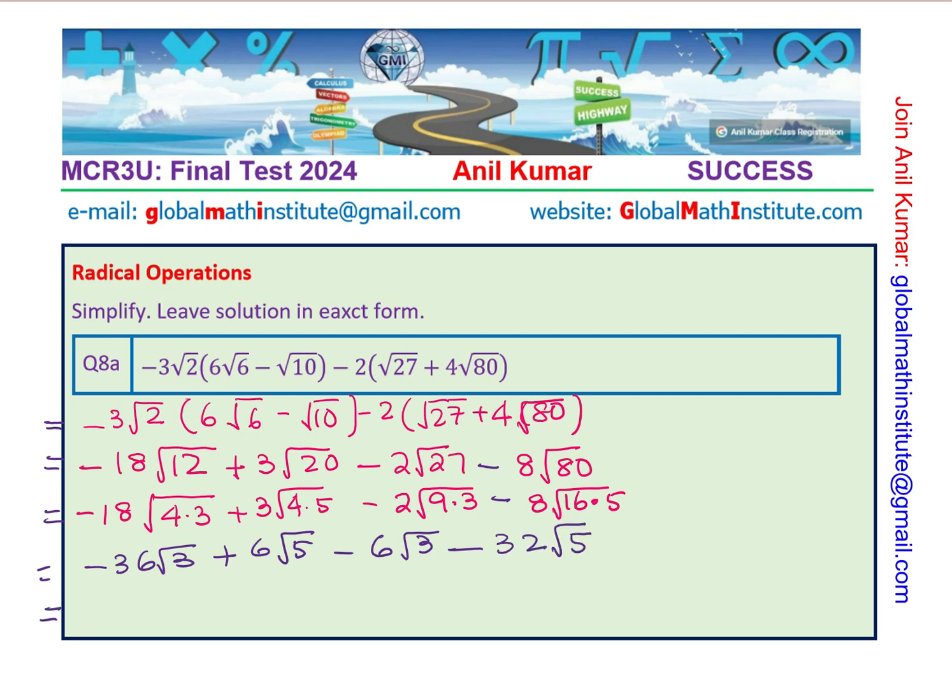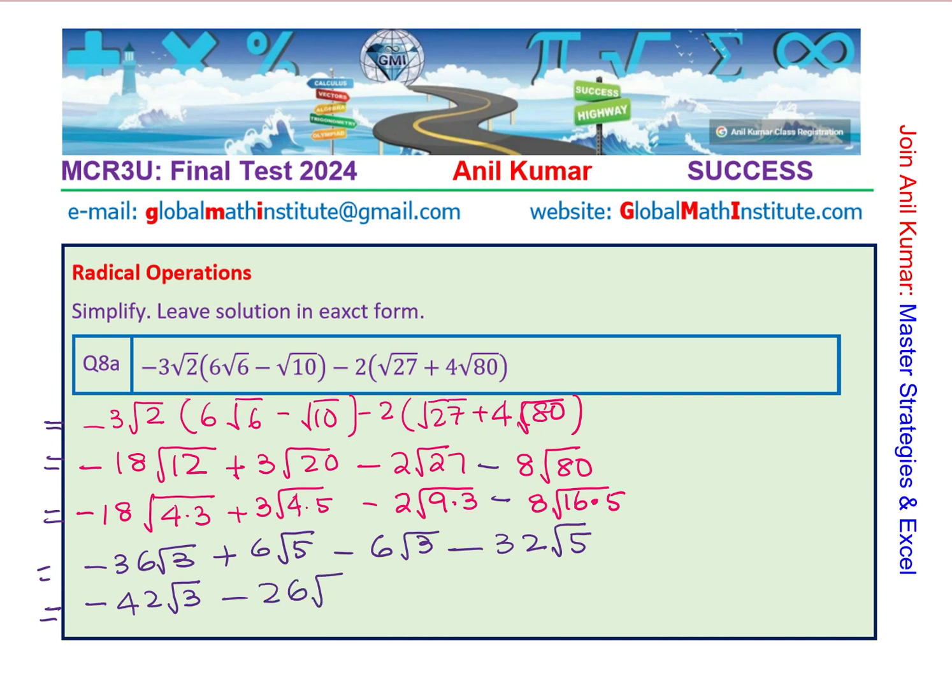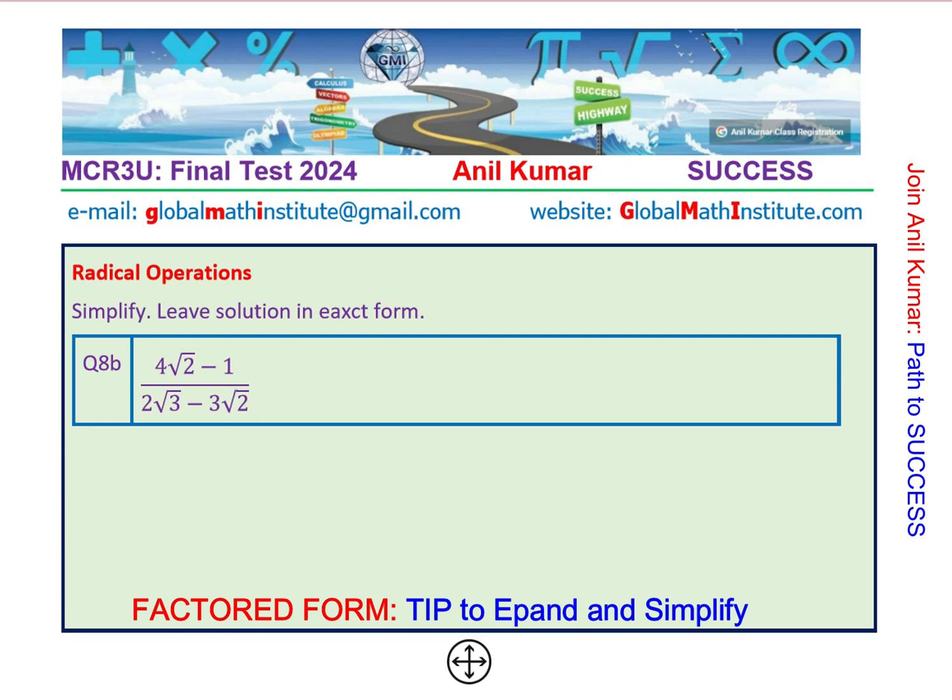Now you combine the like terms. For the terms with square root 3, we have minus 36 and minus 6. It becomes minus 42 square root 3. And with square root 5, we have 6 and minus 32, so it becomes minus 26 square root 5. So that becomes the simplified form of the given expression. I hope this is absolutely clear. So now we can move on and take the next one.